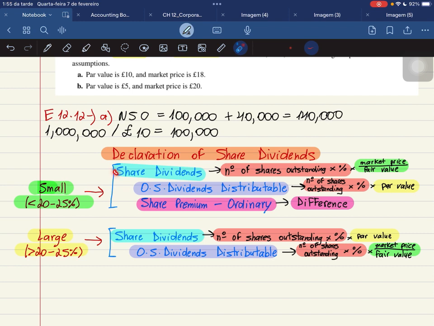You see, these accounts are in both, right? But share premium ordinary, we're just going to have this account if we have small dividends. But this part over here, this changes, right? For example, share dividends is going to be the number of shares outstanding times the percentage times market price or fair value if it is a small dividend. But if it is a large dividend, we actually multiply this red part by the par value. So make sure that you keep that in mind.